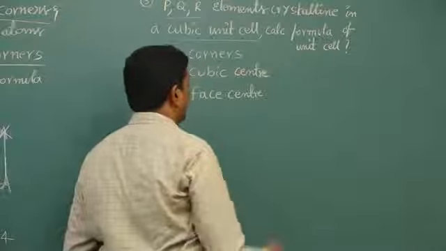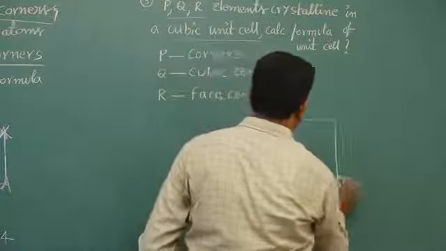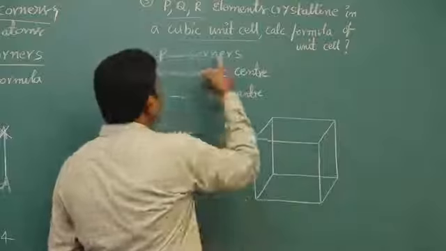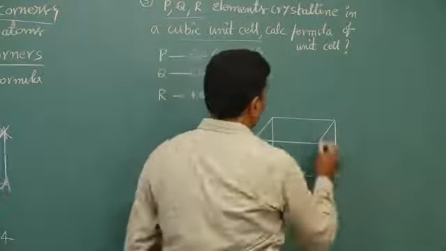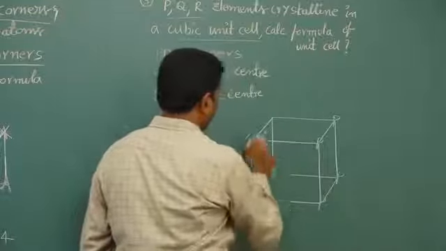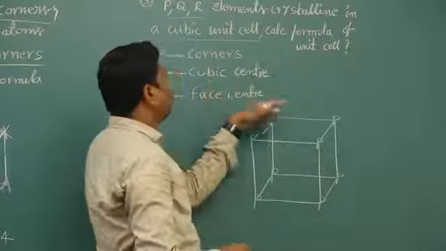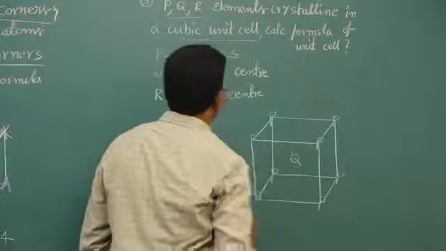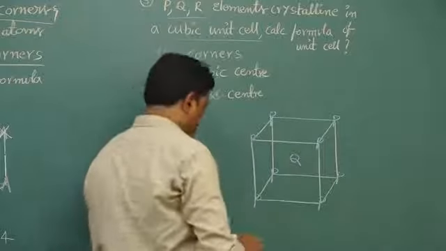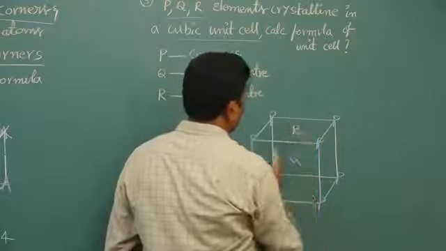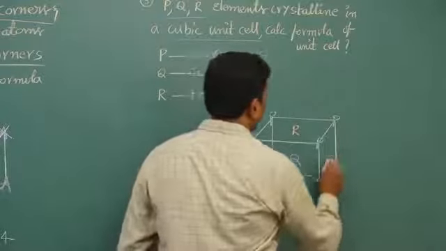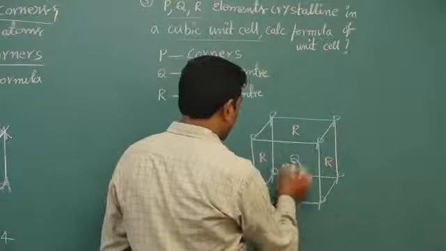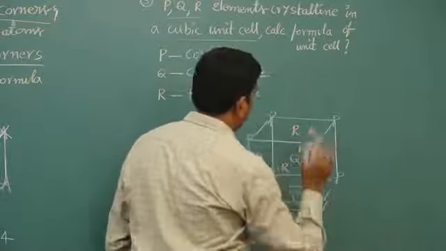So for this diagram, P are at corners. Next, Q at the cubic center. Cubic center means body center. Next, R is at face center. A cube has 6 faces, so 6 face centers. Front side face center, back side face center. So this is the diagram.